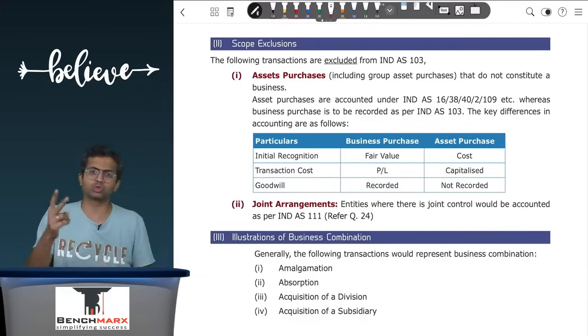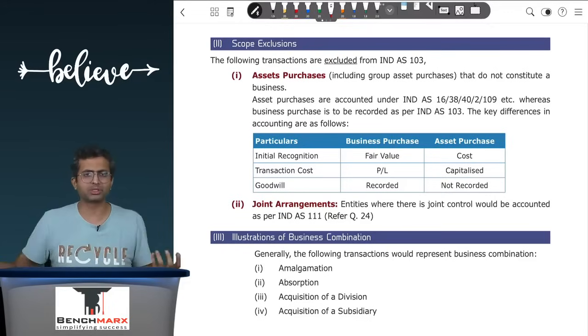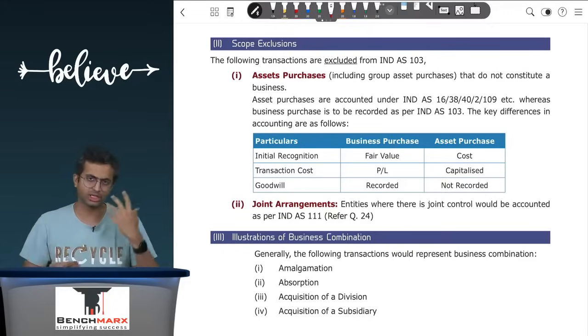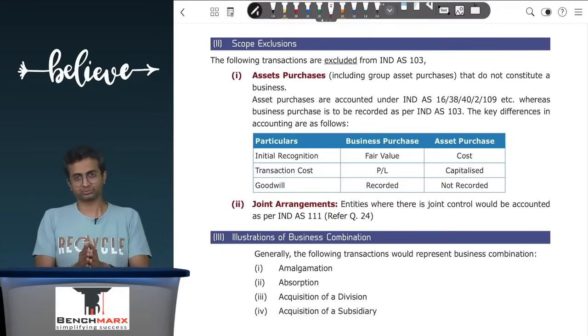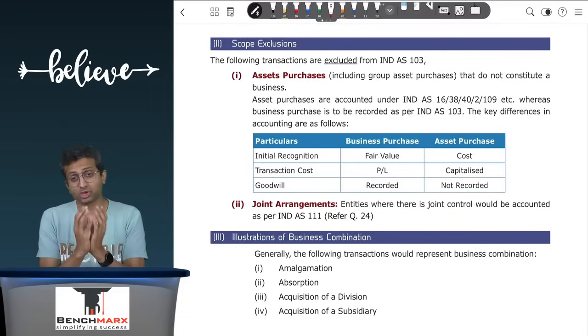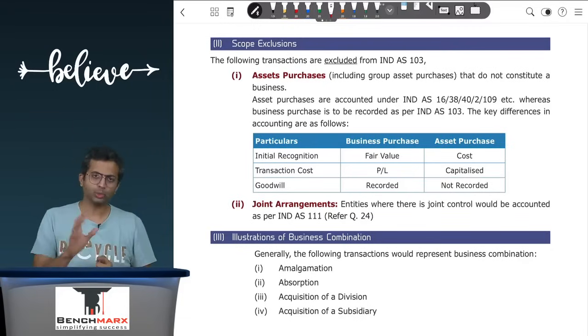Scope exclusion has two items. One is a mere asset purchase, including a group of asset purchase, is going to be accounted for as per the respective standard like Ind AS 16, 38, Ind AS 2, etc. If that group of assets constitutes a business, only then will Ind AS 103 apply. In other cases where it's a mere asset purchase, the respective Ind ASs apply.